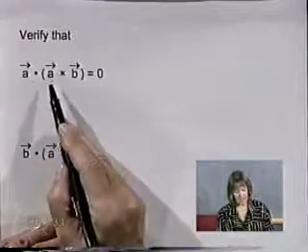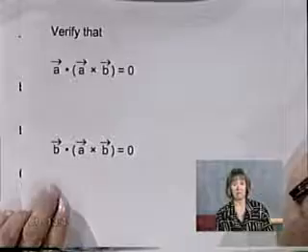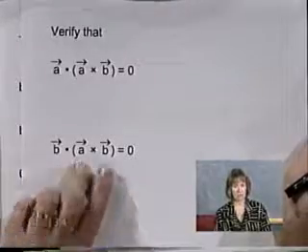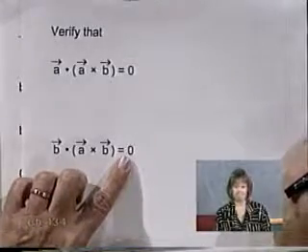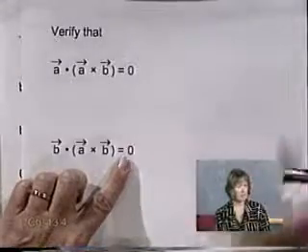I want to verify that if I take the dot product of A with A cross B, or the dot product of B with A cross B, I'm going to get 0. All right, now, why is that important? Why do I care about going on to that?